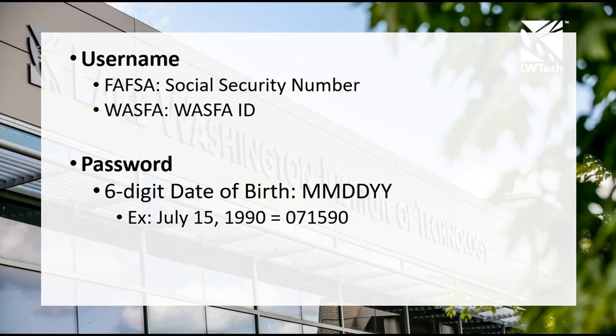Your username is your Social Security number if you completed the FAFSA, or if you completed the WASFA, your username will be your WASFA ID number. Your password is your 6-digit date of birth, month, day, year. For example, if you were born on July 15, 1990, your password would be 071590. If you're having trouble logging into your Student Portal, please contact the Financial Aid Office and we'll be happy to help you.